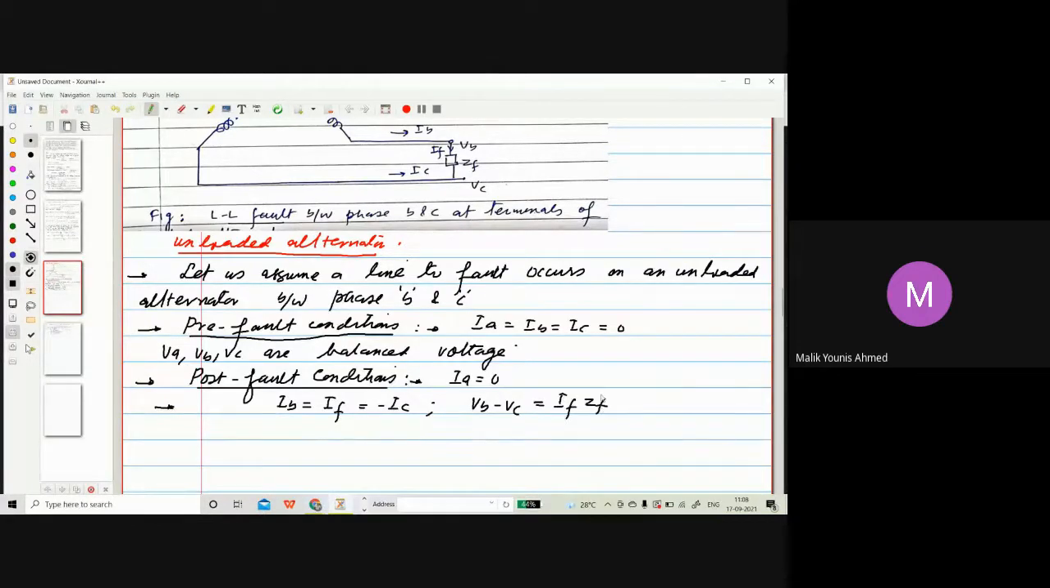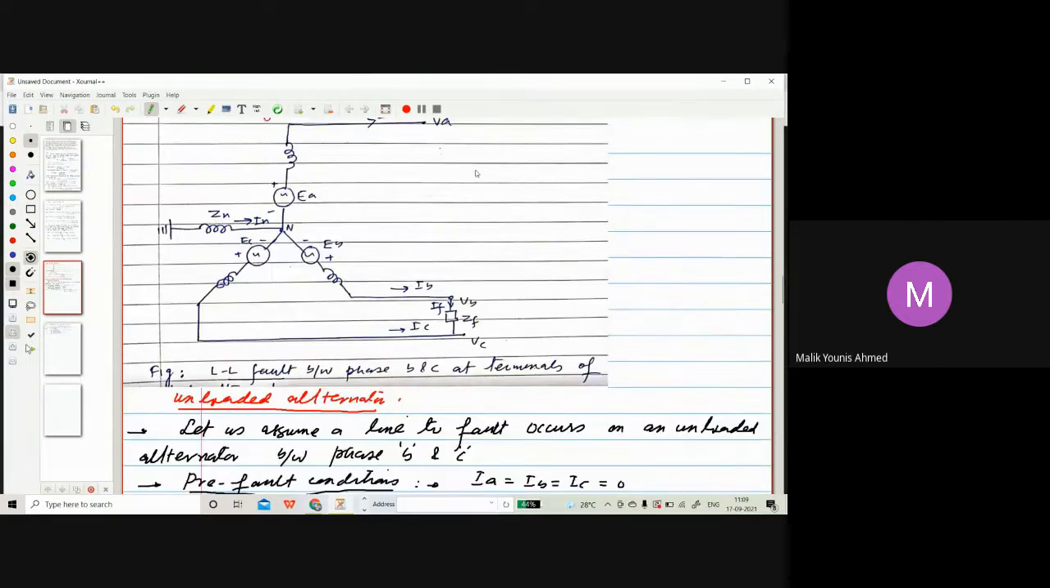And also we can write this. This can also be written as VB minus VC equal to IB ZF. Let's call it equation number 1. Voltage across this is VB minus VC. What is the current flowing? IF, that is equal to IB ZF. Simple. So these are the post-fault conditions.